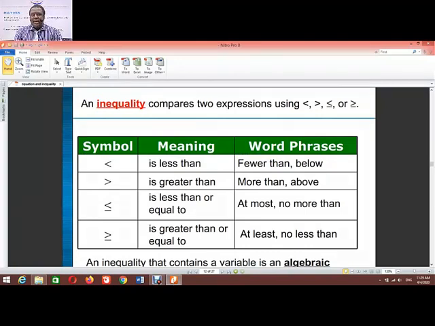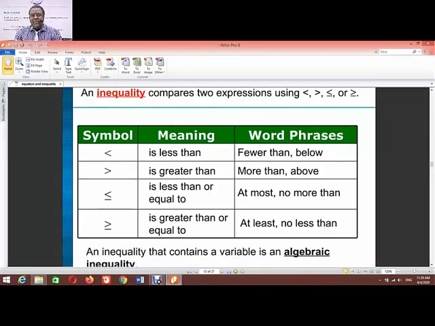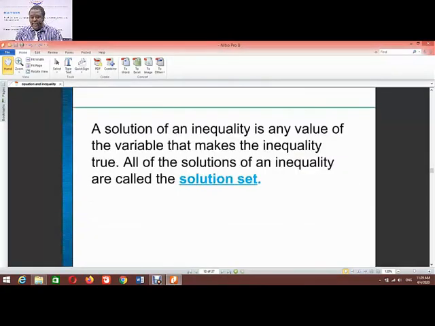An inequality compares two expressions using what? The signs less than, greater than, less or equal to, or greater or equal to. Those symbols are put in a table with their meanings and word phrases, as you can see from the video. An inequality that contains a variable is an algebraic inequality. A solution of an inequality is any value of the variable that makes the inequality true. All of the solutions of an inequality are called the solution set.